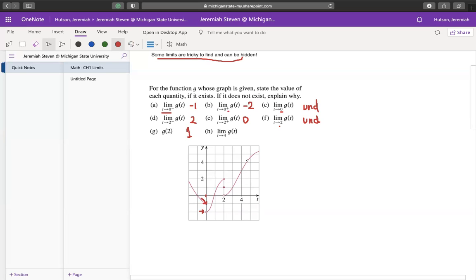So as we go to 4 from the left, it looks like 3. And then as we approach 4 from the right, and I think I just did that backwards, we approach 3 as well. So therefore we can say the limit of the function as we go towards 4 is just 3. So that was a graphical example.